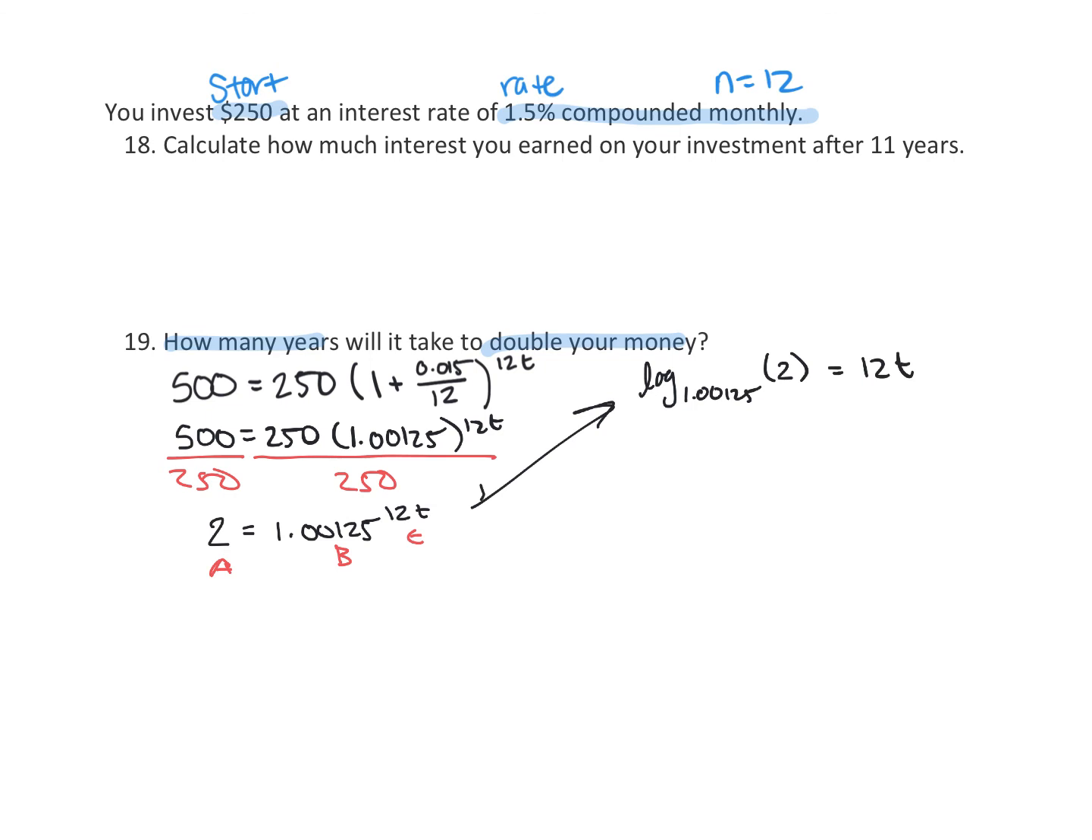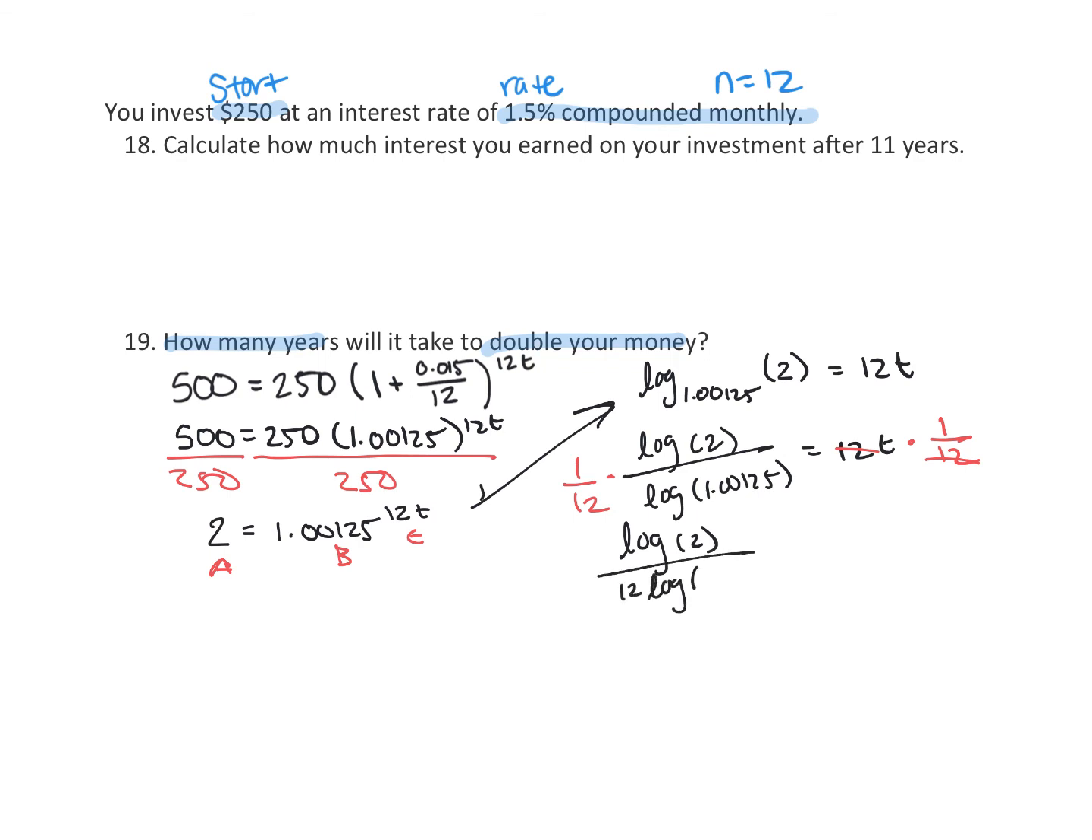So that base is super weird. We're going to use our change of base formula to have log of 2 over log of 1.00125 is equal to 12t. And now here, to get t by itself, we can divide both sides by 12, but then we get a weird triple fraction. So I'm going to multiply both sides by 1 over 12. That way on the right side, the 12s cancel out top and bottom. And when we multiply straight across, we end up with log of 2 over 12 times log of 1.00125 is equal to t, getting us our correct amount of time.